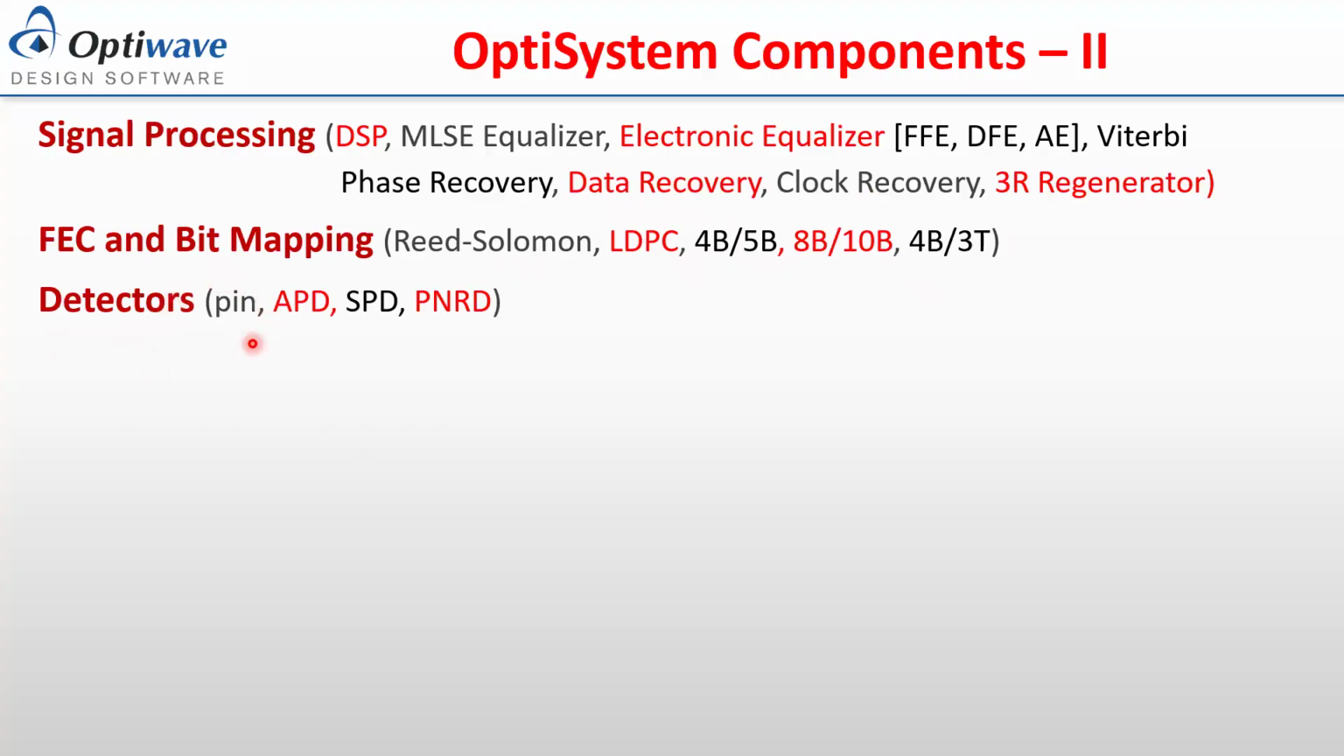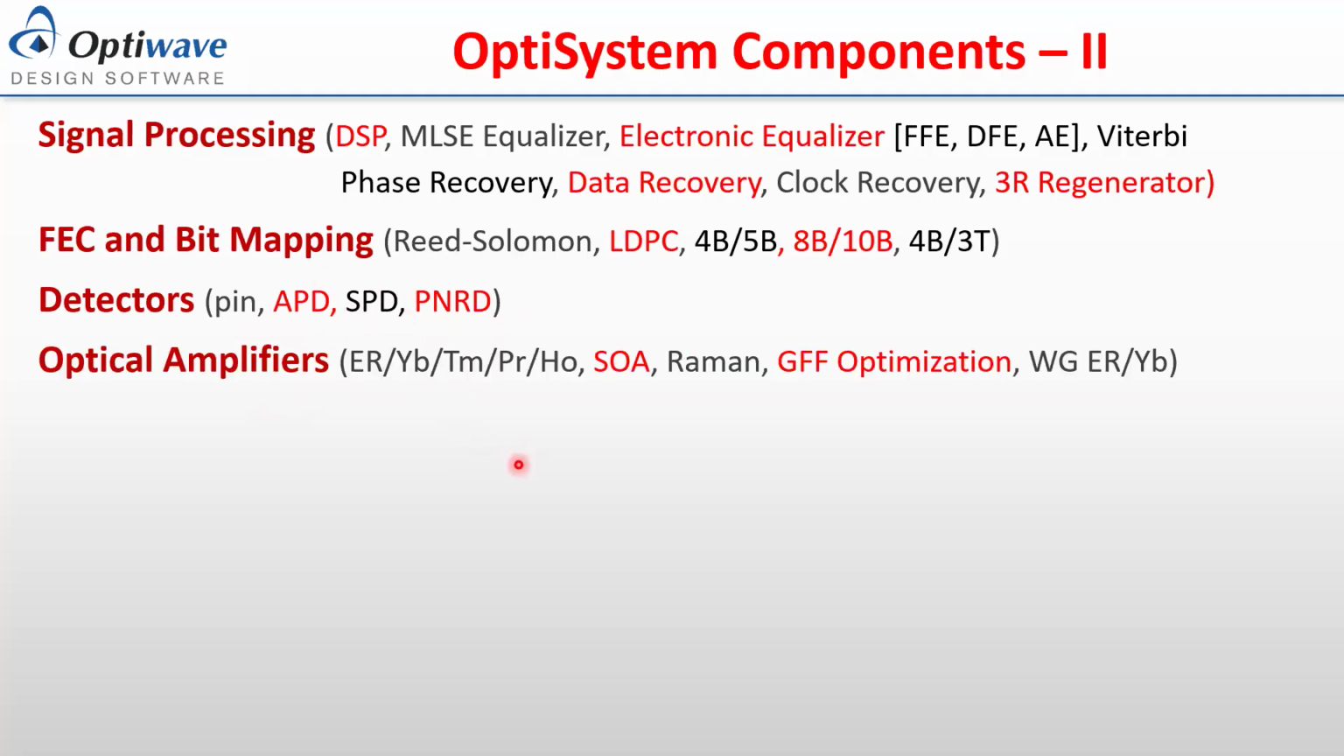Detectors, we do have BER detectors, which can take measured data in it. It also has very sophisticated models for noise analysis, thermal noise, shot noise, and any other type of noises. There are avalanche photodiodes. There is a single photon detector, and a photon number resolving detector. So these components can be used for quantum applications. We demonstrated that in a different webinar.